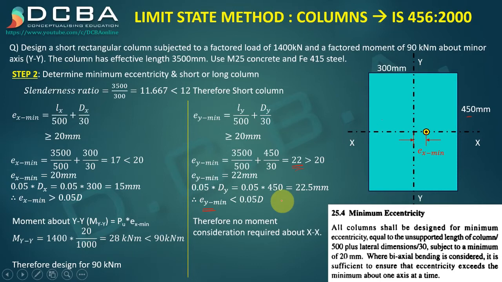Now we are satisfied that this is a purely uniaxial bending condition. If there had been a moment about the x-axis also, then this case would have been biaxial bending. But since there is no moment about the x-axis, there is only moment about yy, this is a uniaxial bending condition.